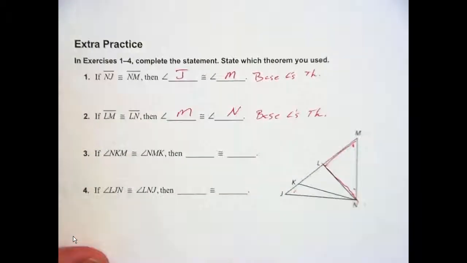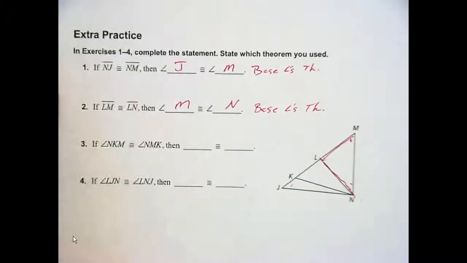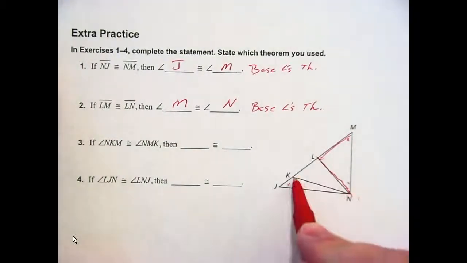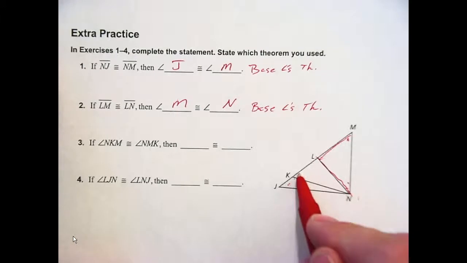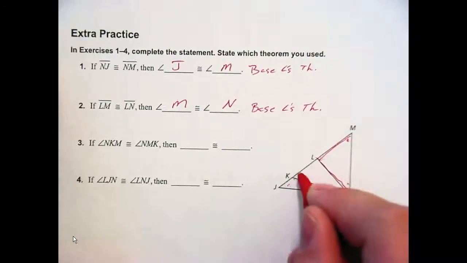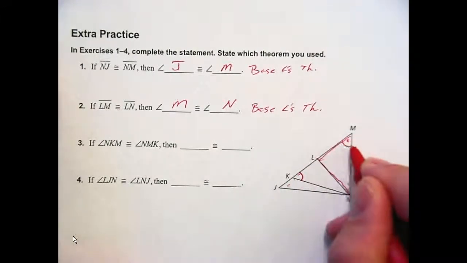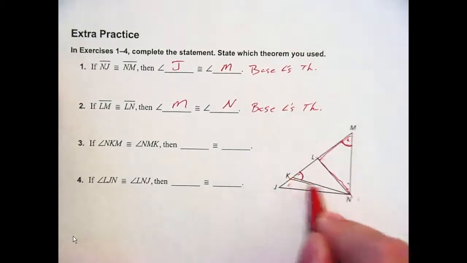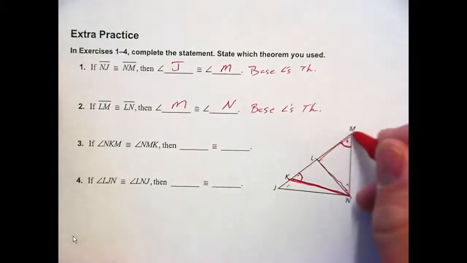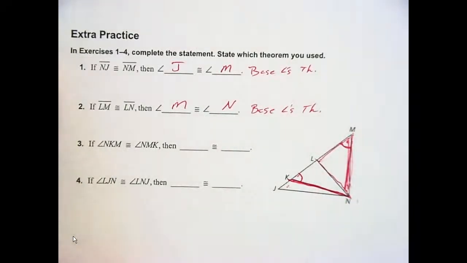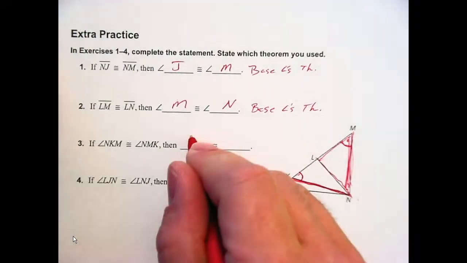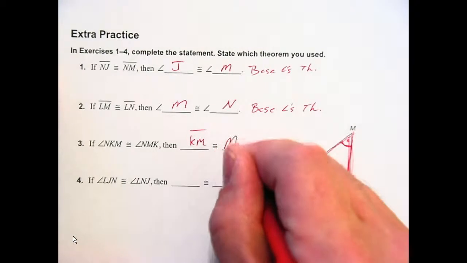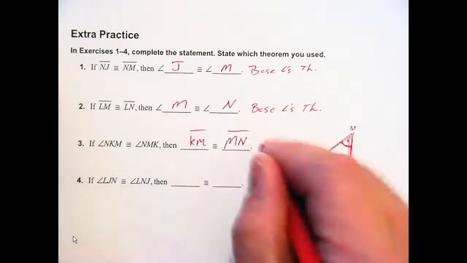All right. Number 3. Alex. Good. If these two angles are congruent, then we know that those sides, that one and that one, have to be congruent as well. So KM. And how come? Because of the converse of base angles. Good.